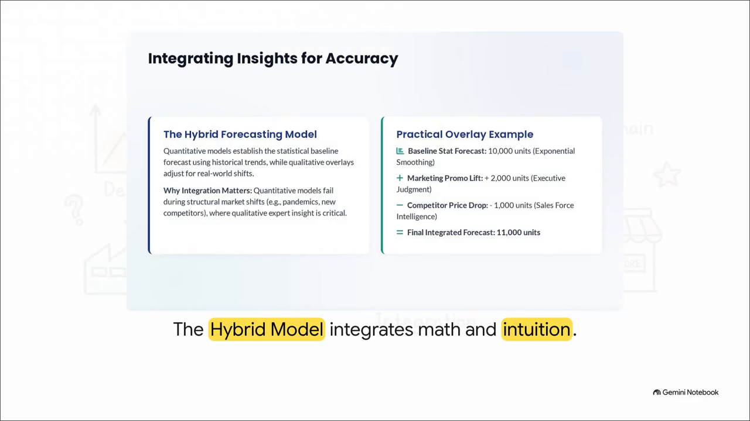Okay. So what happens when we smash the science and the art together? We get what's called the hybrid forecasting model. Let's walk through a practical overlay example. The quantitative math, like our exponential smoothing baseline from earlier, tells us we need 10,000 units. But wait, executive judgment steps in and says, hey, we have a major marketing promo coming up, so we add 2,000 units. However, our Salesforce intelligence warns us, actually, a key competitor just dropped their prices, so we subtract 1,000 units. Our final, perfectly integrated forecast, 11,000 units. This right here, this is where the magic really happens.